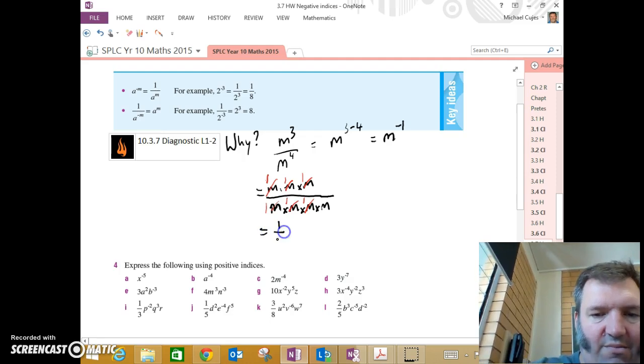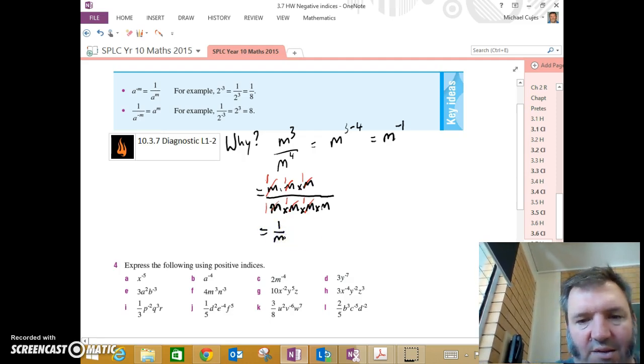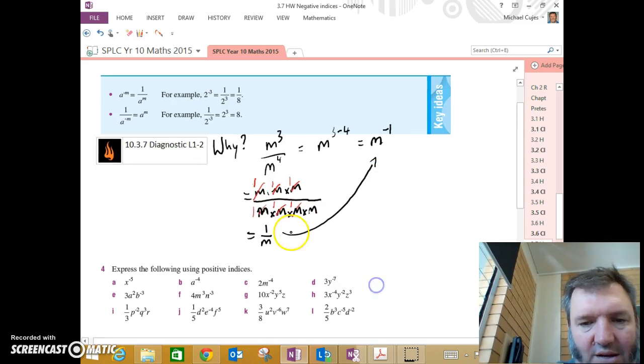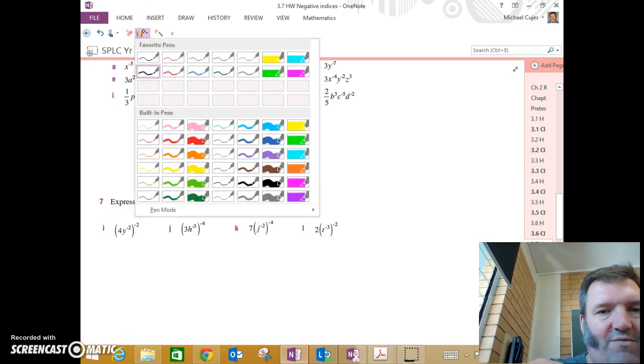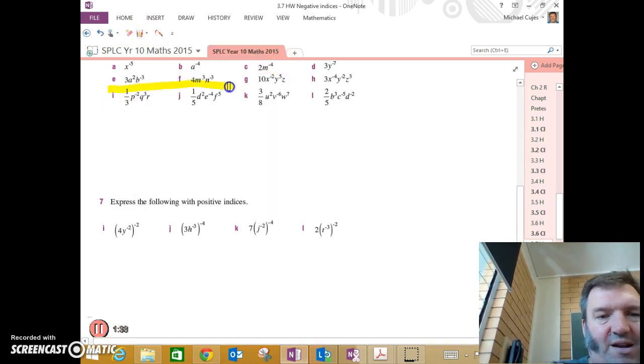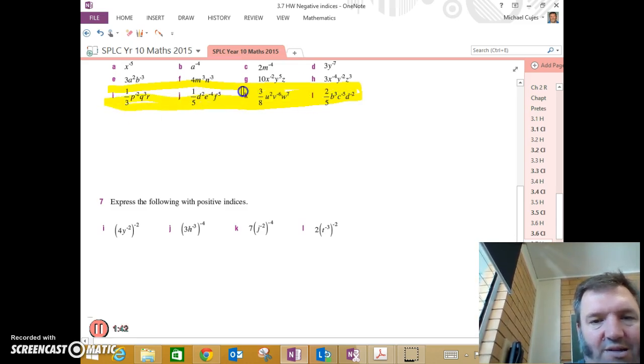Now I've followed mathematical laws that we accept, so that must mean that 1 over m is the same as m to the negative 1. It's pretty easy. I know you've done these before. I'll do a few examples just as a quick refresher. If you don't feel like you need them, feel free to skip ahead and go straight to the exercises and the hot maths. But otherwise, let's just have a quick look.